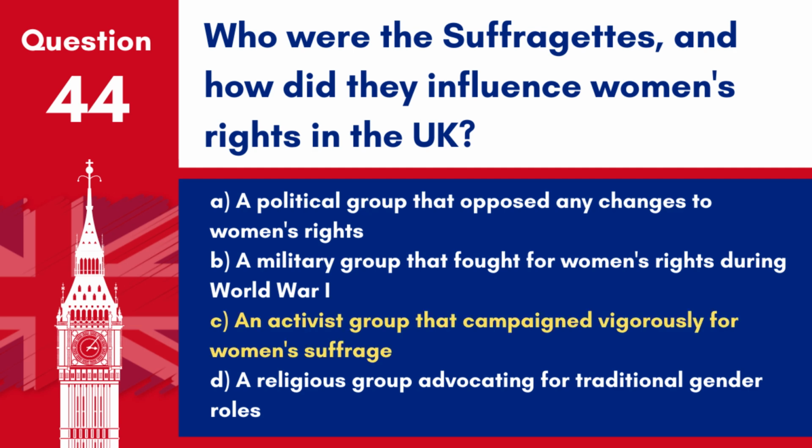Answer. C. An activist group that campaigned vigorously for women's suffrage. The suffragettes were a militant group of women's rights activists who played a crucial role in the fight for women's suffrage in the UK, employing direct action and civil disobedience to draw attention to their cause.